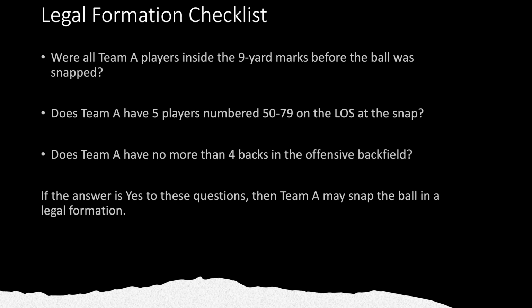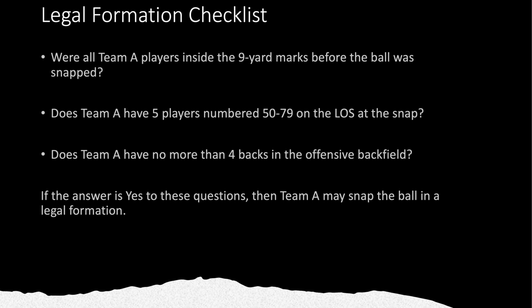So now, just reviewing our legal formation checklist. Were all Team A players inside the 9-yard marks before the ball was snapped? Yes. Did Team A have 5 players numbered 50 to 79 on the line of scrimmage at the snap? Yes. And does Team A have no more than 4 backs in the offensive backfield? Yes. If the answer to all those questions is yes, then Team A can snap the ball in a legal formation.